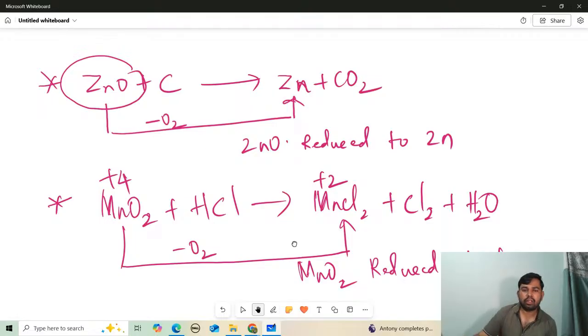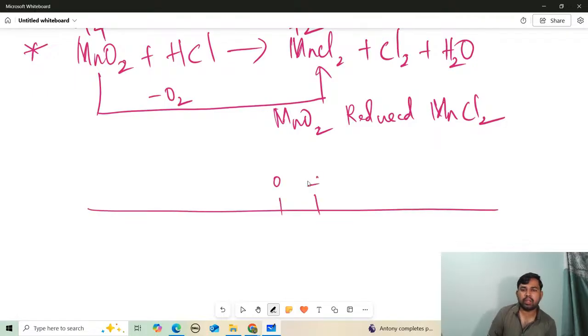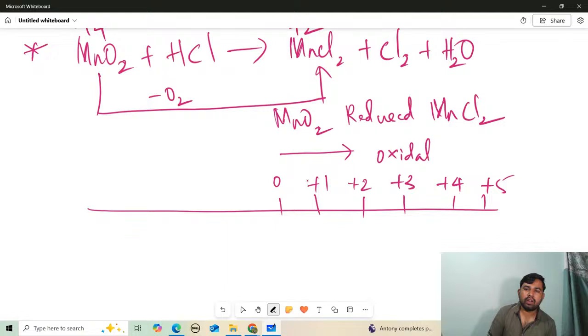We discussed that a few days back in class. Suppose in the chart we have 0, plus 1, plus 2, plus 3, plus 4, plus 5. If we are moving in a positive direction, increasing in charge, we call it oxidation. Similarly, if we are moving minus 1, minus 2, minus 3, minus 4, in this direction it is called reduction.